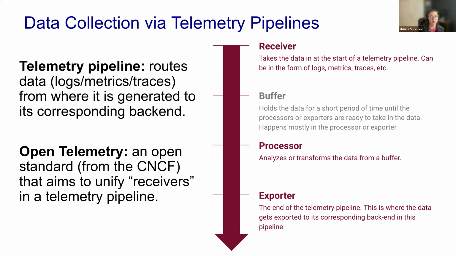On the right, you see what the data pipeline looks like and its corresponding components. This represents an extremely basic setup that would just have a receiver, a buffer, an exporter, and of course a processor.